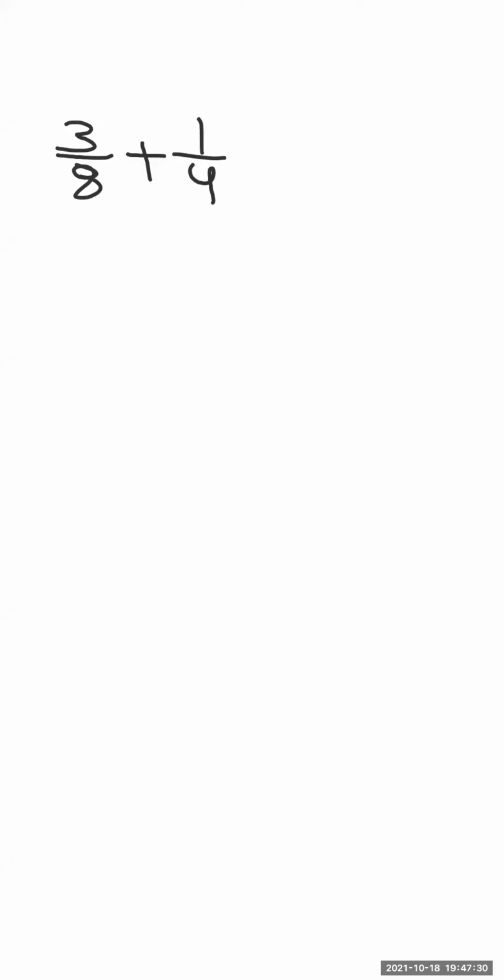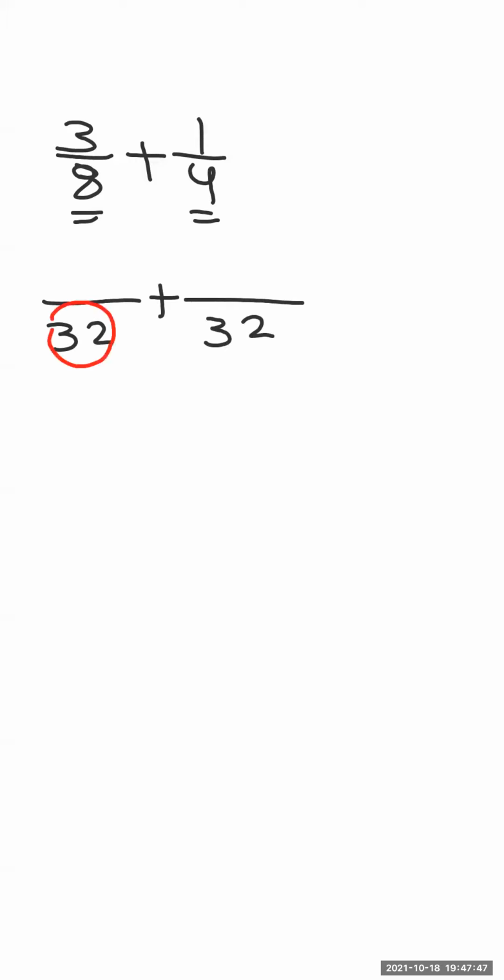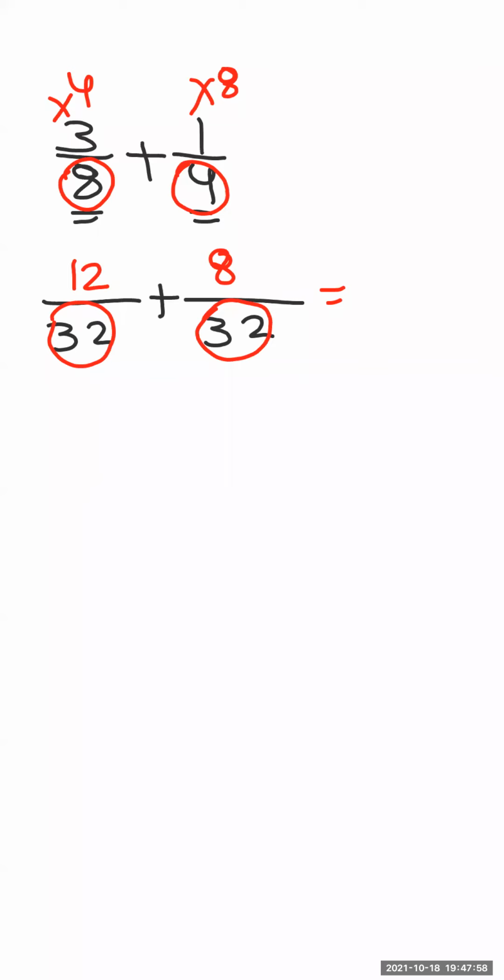Now, how to add these two numbers, 3/8 and 1/4. So simply, 8 times 4, 32. Now 32 divided by 8 equals 4, times 3 equals 12. 32 divided by 4 equals 8, times 1 equals 8. 12 plus 8, it's 20 over 32.